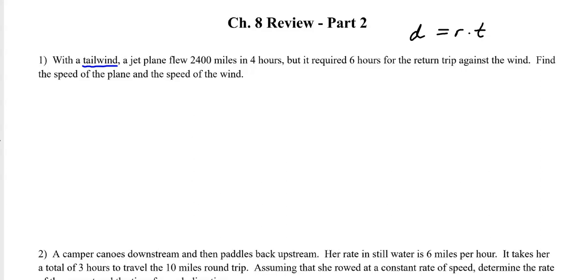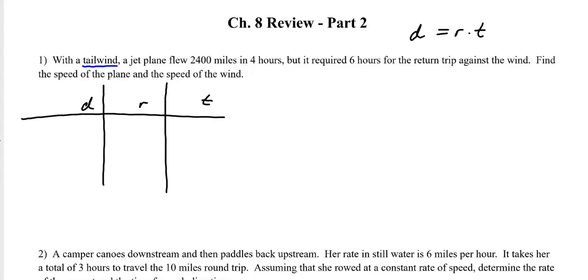So I'm going to set up a table with a D, with an R, with a T, and I'm going to organize all my stuff. So I strongly suggest you make this table when you do these. We need to know with the wind, and we need to know against the wind. All right, well, what do we got here? Let's fill in what we know.